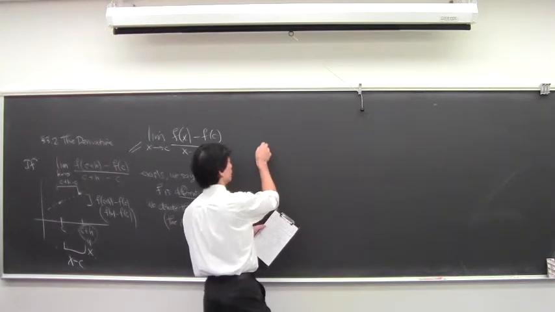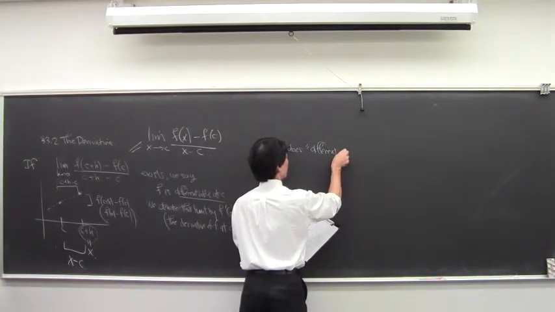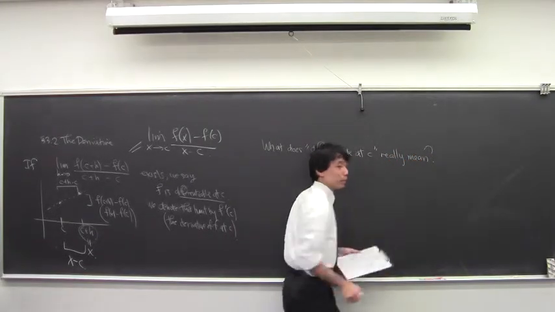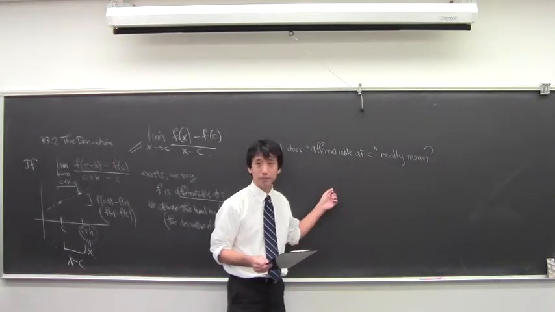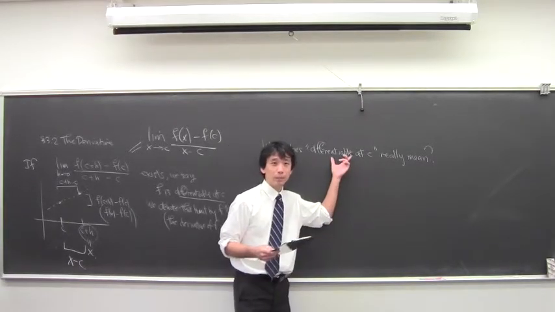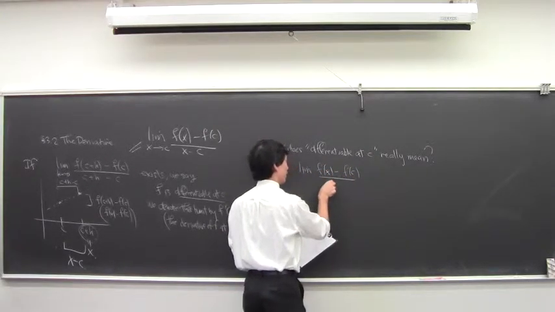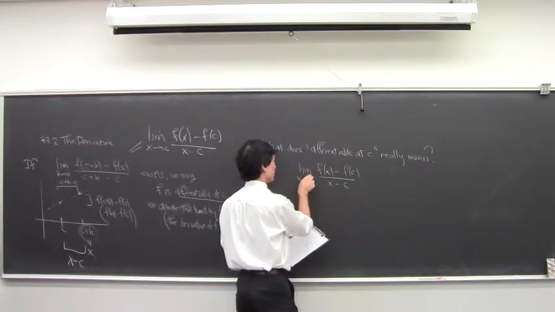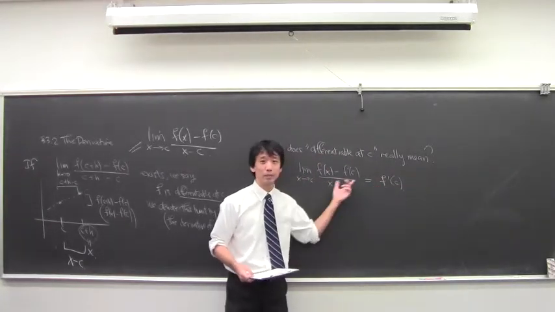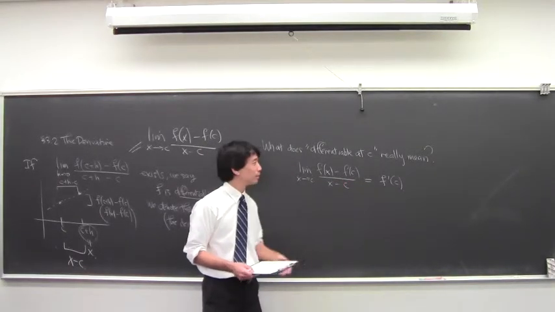So what does differentiable at c really mean? I'm going to try and give you some sense of it. Differentiable at c means that this limit of f of x minus f of c over x minus c as x approaches c equals some number. It means that there's some number, and this limit goes to that number. That's what differentiable means.